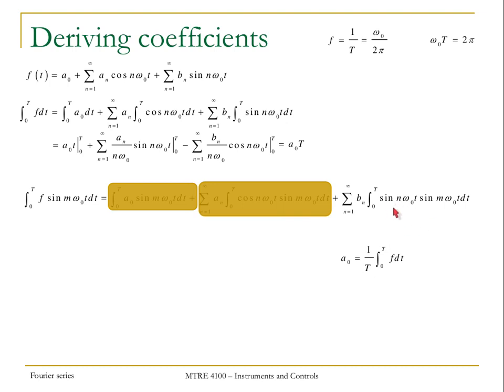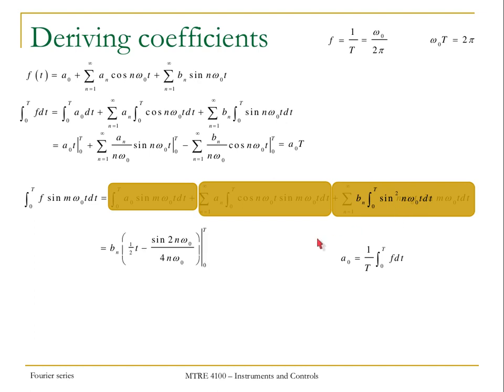This last term, sine n omega naught t times sine m omega naught t. Whenever n and m are not equal, that integral evaluates to 0. But whenever n and m are equal, then it becomes sine squared of n omega naught t. That integral looks like this, and if we evaluate that from 0 to T, then this constant term goes away, and we're left with 1/2 b sub n times T. And that gives us the equation for the sine coefficients, b sub n.